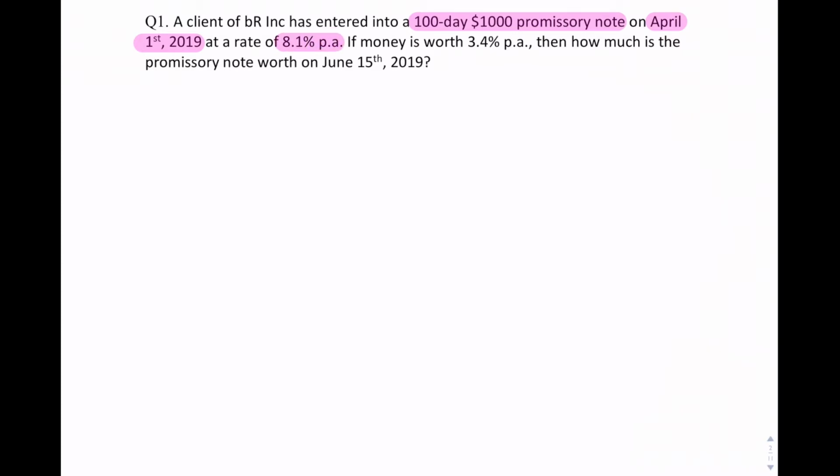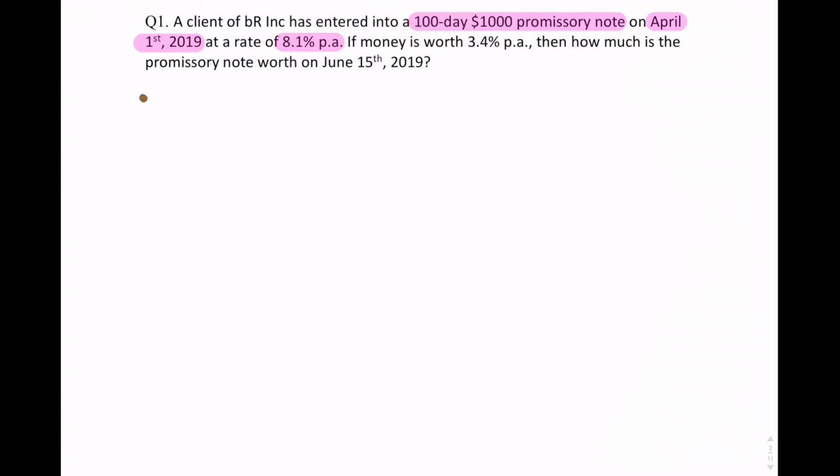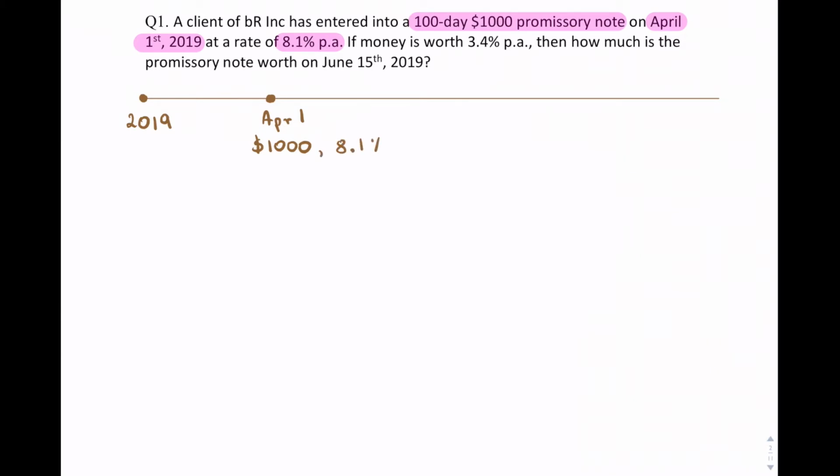Okay, so this 100-day promissory note. Let me draw this out first. Our timeline, and this is 2019, and all we know so far is we have April 1st, and this is $1,000, and it's for 100 days at 8.1%.